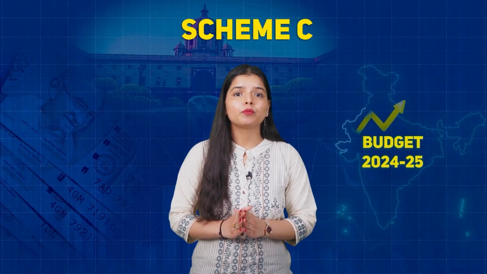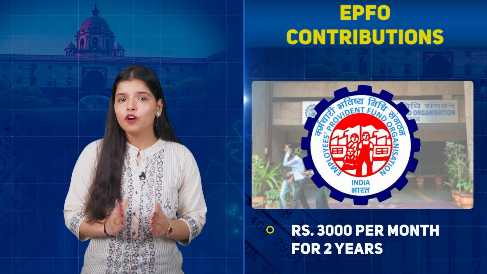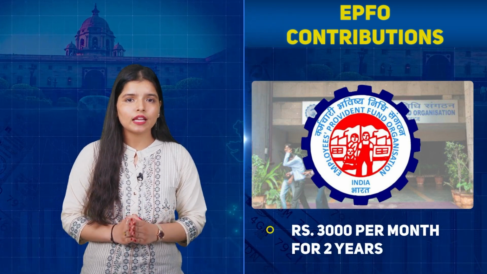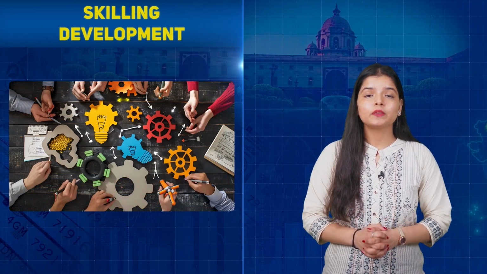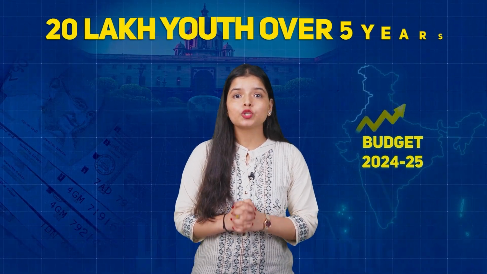Scheme C supports employers by reimbursing EPFO contributions up to Rs 3,000 per month for 2 years for all new hires with salaries up to Rs 1 lakh per month in all sectors. New employees under this part need not be new entrants to EPFO. For skilling development, a new centrally sponsored scheme, that is the 4th scheme in collaboration with state governments and industry, aims at skilling 20 lakh youth over 5 years. 1,000 industrial training institutes will be upgraded in a hub and spoke arrangement with an outcome orientation.